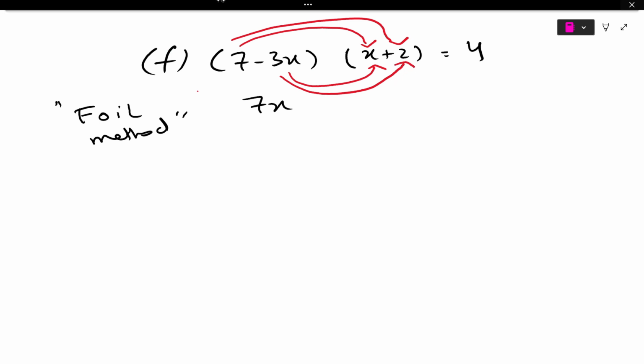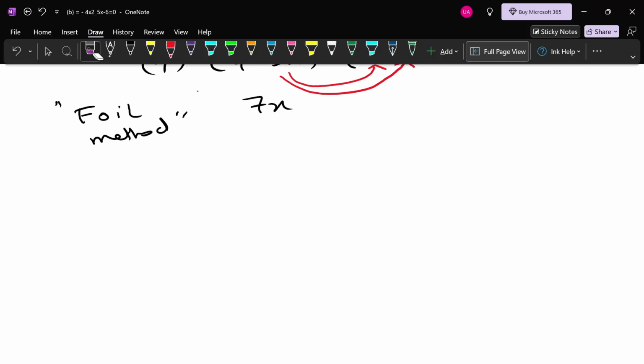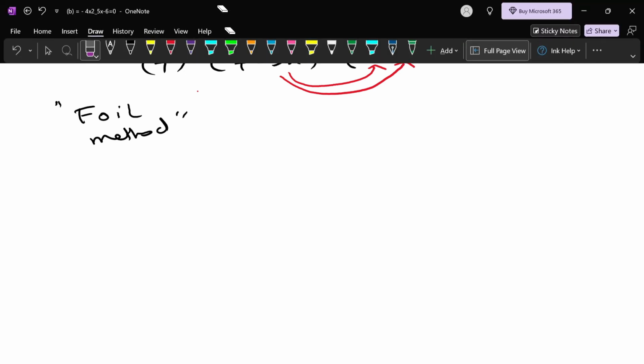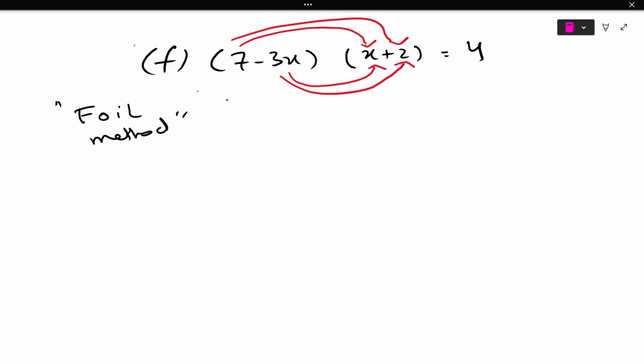So you just do one by one. You multiply both the values with both the other values one by one. Okay, so let's do it. First of all, 7 multiplied by x, that's gonna be 7x. Then 7 multiplied by 2, that's gonna be 14. Then minus 3x multiplied by x, that's gonna be minus 3x square. And then minus 3x multiplied by plus 2, that's gonna be minus 6x.